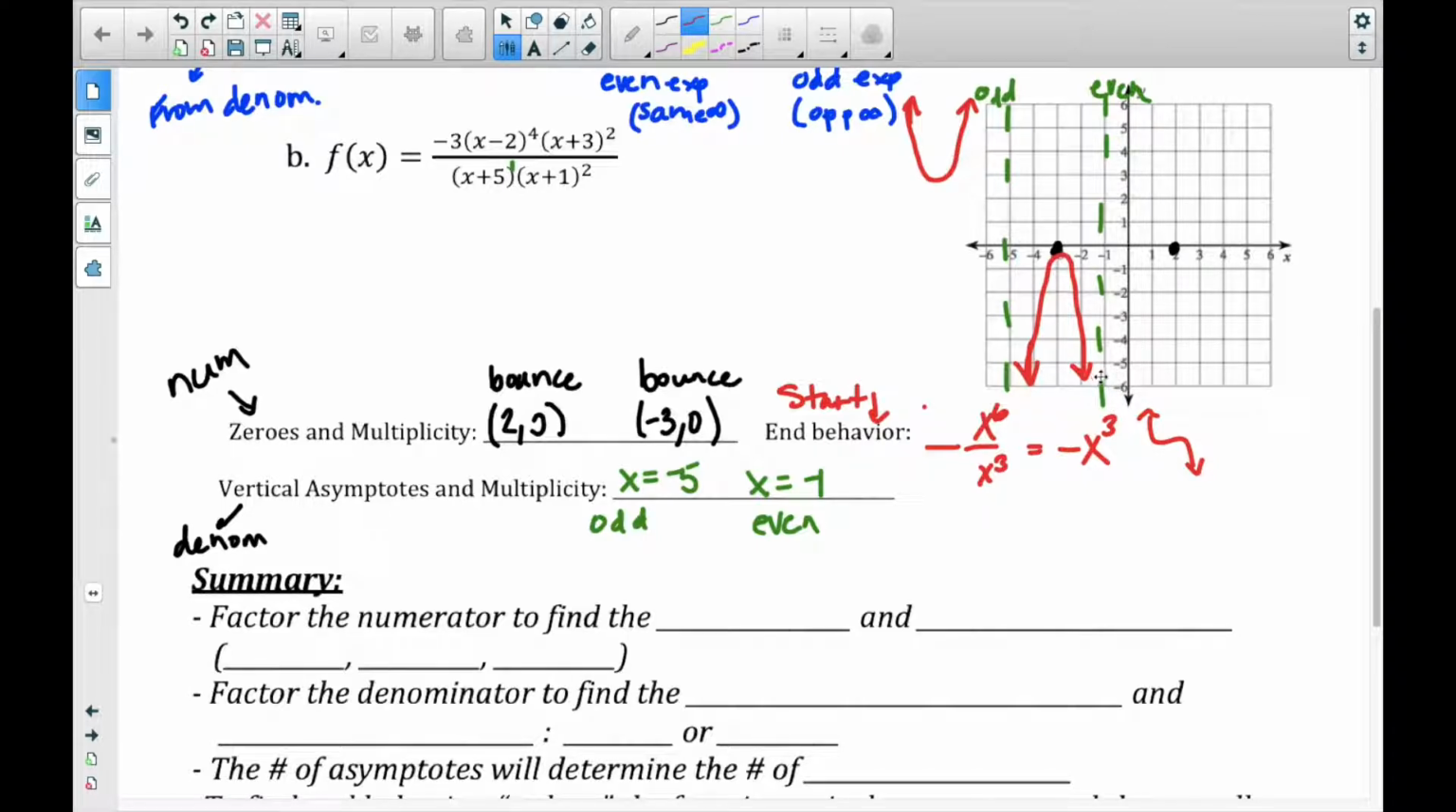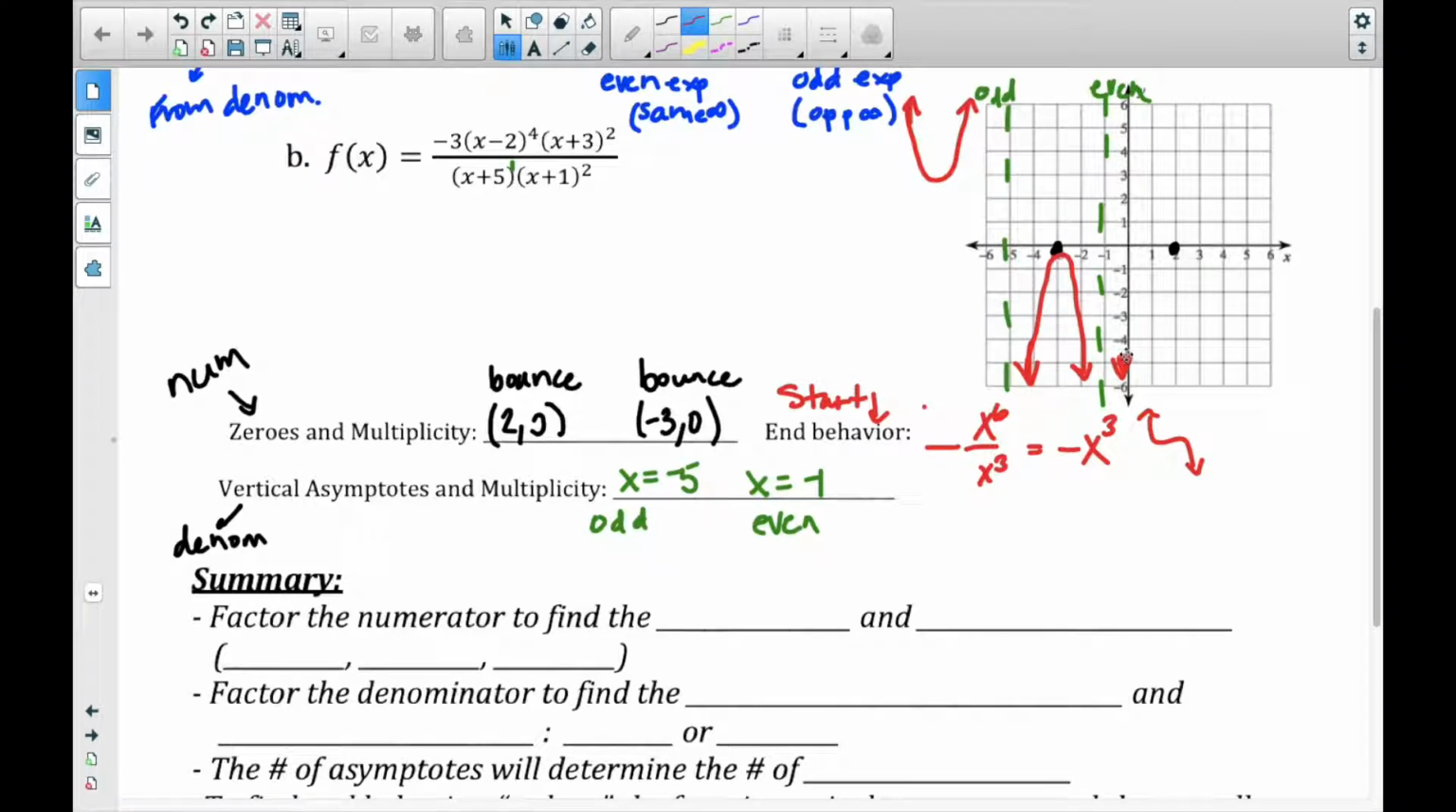Okay, now I have to figure out how to jump over the asymptote. My note says the asymptote is even. Even means you just stick right next to it. You don't have to go all the way to the other side of infinity. You're just right here with it. So you just jump over.